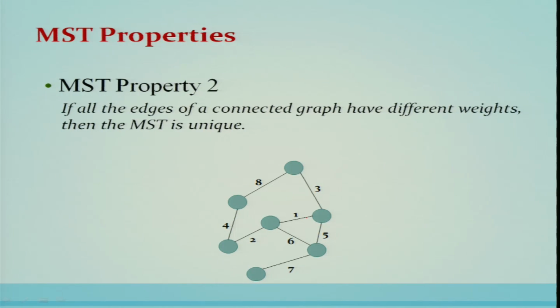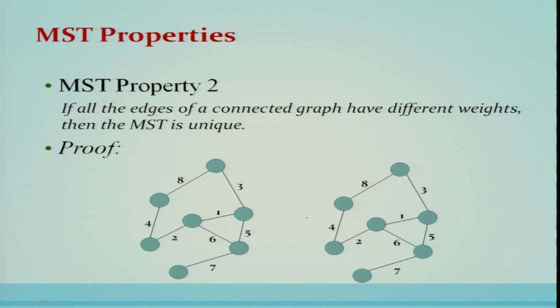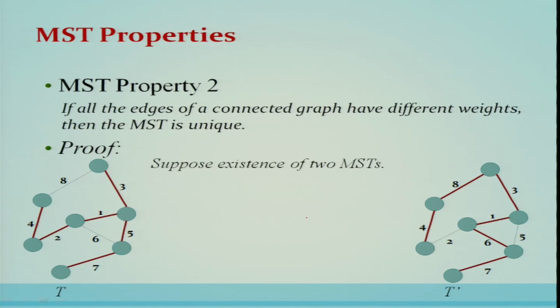Now, MST property 2 says that if all the edges of a connected graph have different weights, then the MST is unique.